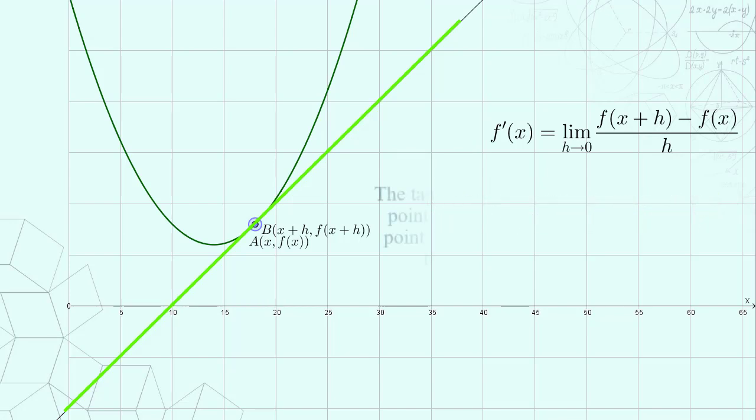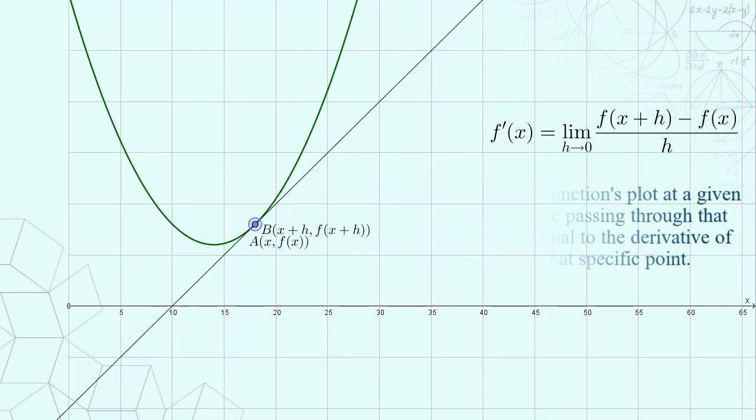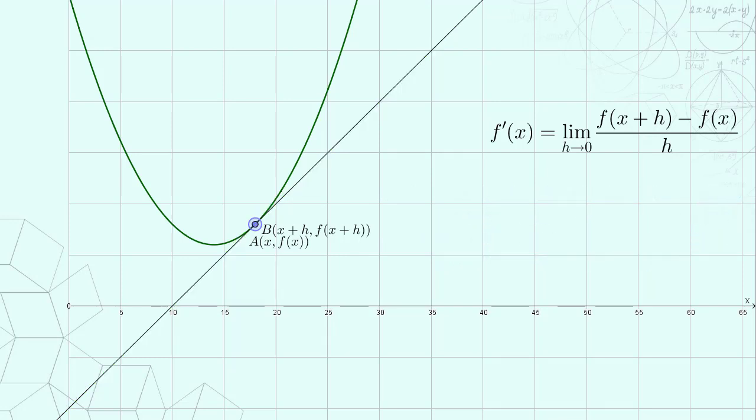Indeed, the tangent line to a function's plot at a given point is a straight line passing through that point with a slope equal to the derivative of the function at that specific point. We've established that the derivative offers insight into the instantaneous rate of change at every point along the function. As a result, it grants us the ability to determine the slope of the tangent line at any given point along the curve of a function.